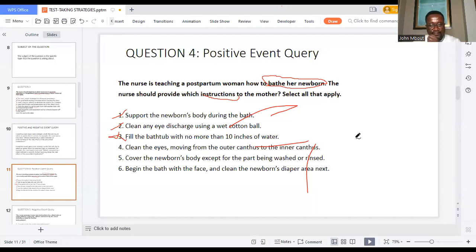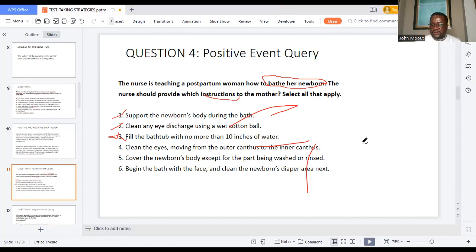Yeah, first is wrong. You clean from the inner to the outer, not the other way around. Cover the newborn's body except for the part being washed and rinsed. Yes, you have to maintain the body's temperature. So you cover the newborn, you start with the face and the head, you move to the body, and then you go to the legs, and then you finish with the groin, okay? You clean the groin and the diaper area, the anus last, okay?